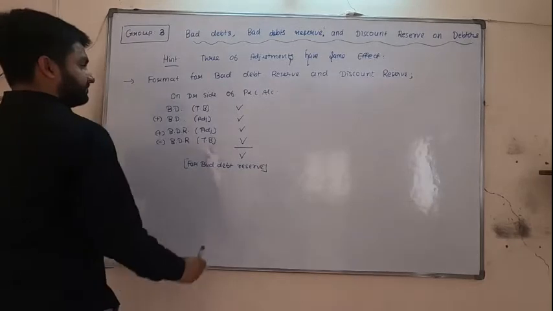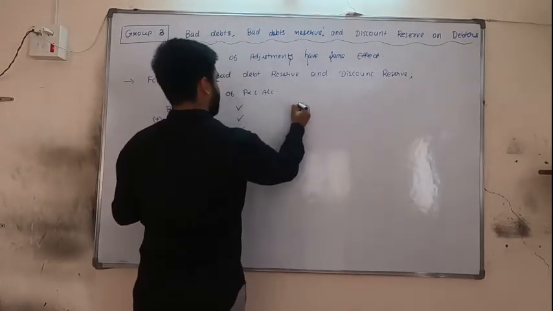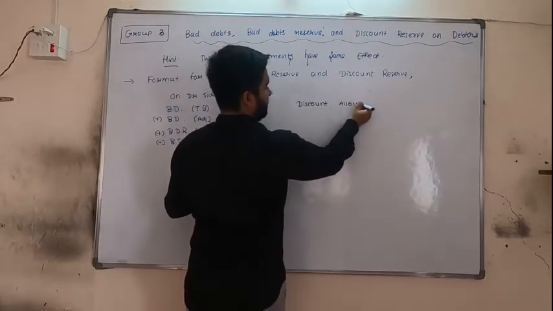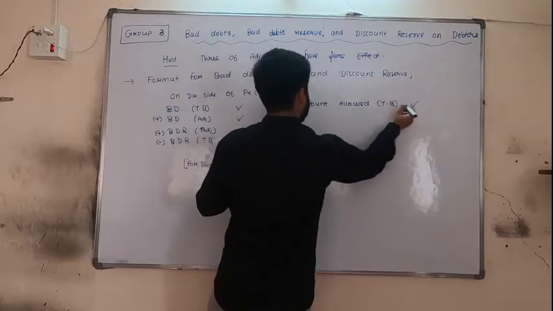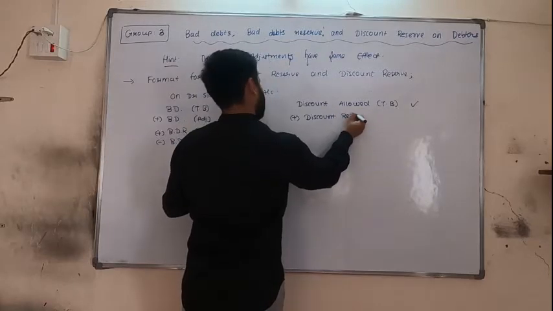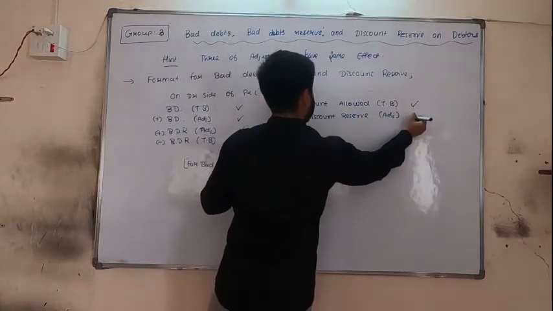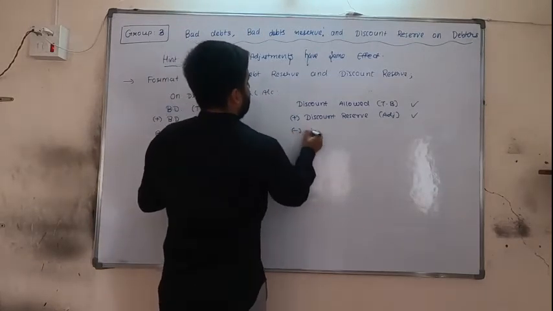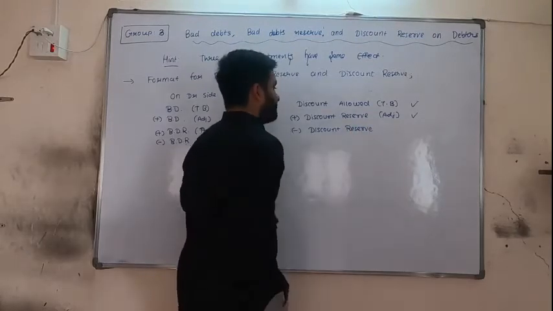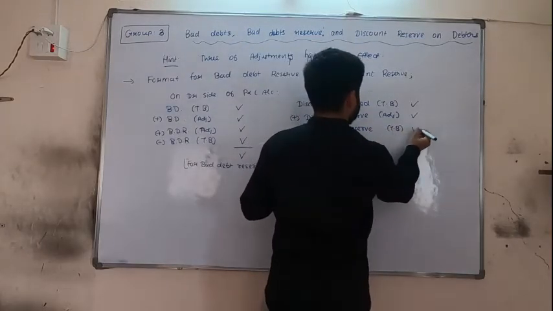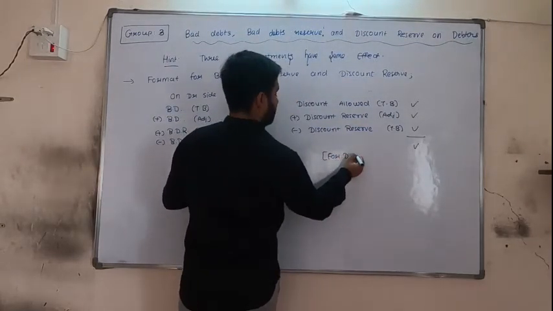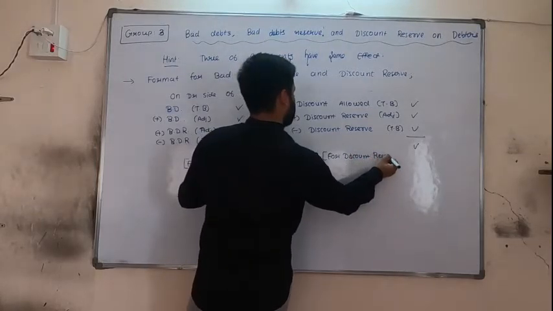This is for bad debt reserve. And again, we have the format for discount reserve. It will also be on the debit side: discount allowed trial balance plus discount reserve adjustment minus discount reserve trial balance. This is for discount reserve.